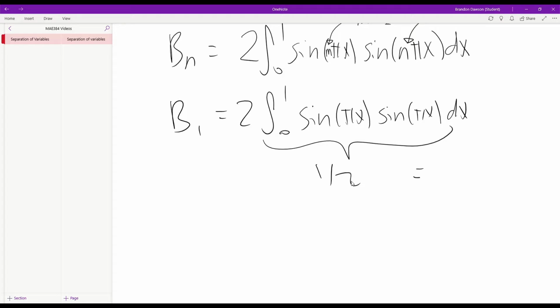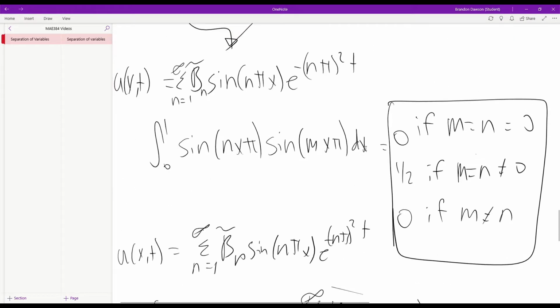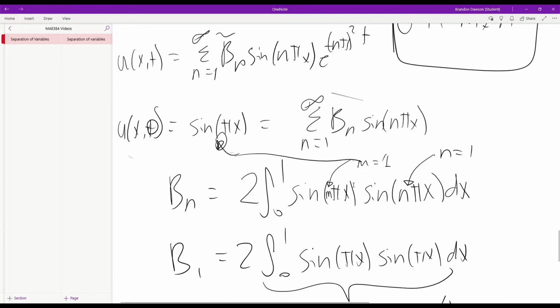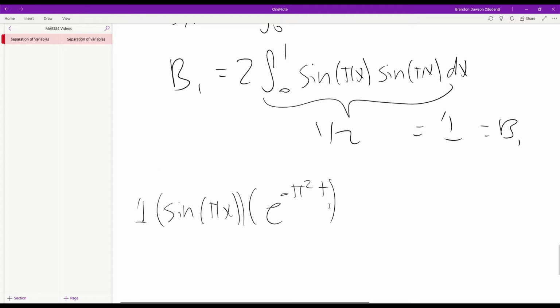So 2 times 1/2 equals 1, which equals b1, which you can plug back into the solution that we had before, which is up here, to get 1 times sine of pi x times e to the negative pi squared t. And that, my friends, is how you use separation of variables to solve a partial differential equation.